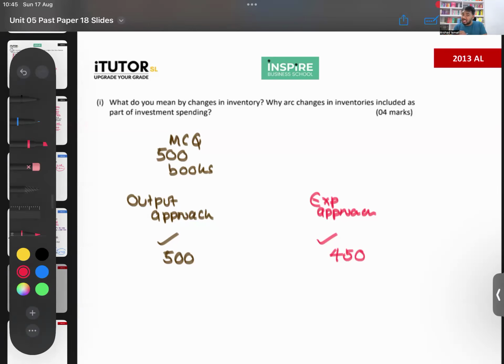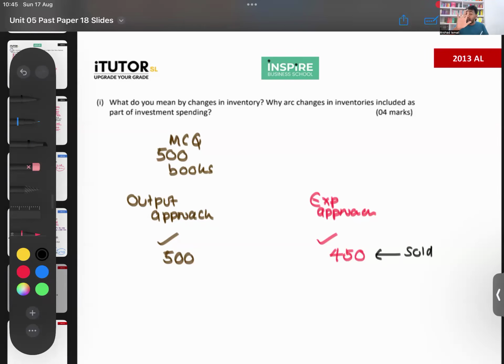The output approach says, no, there are 500 books. So now the output approach and expenditure approach GDP calculations will start differing. The final answer won't be the same. There is an issue. So what is GDP? GDP is the value of all the final goods and services produced during the year. So this 450 is not what was produced. This 450 was what was sold.